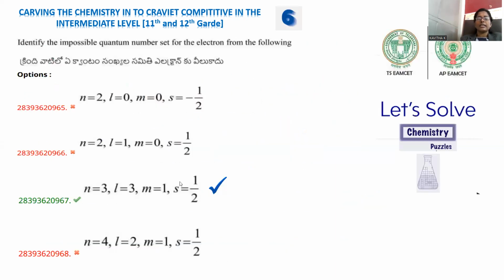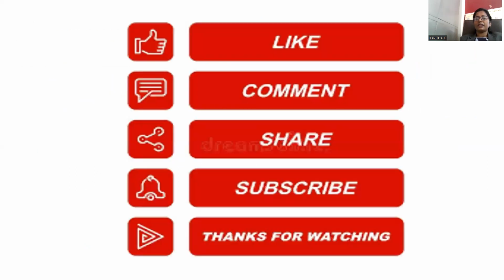But what they are saying is n is equal to l, both values the same. This never happens. That's why the absolutely wrong statement will be option number 3. For question number 6, option number 3 will be the right answer with a wrong representation. By this, we entirely completed the session.